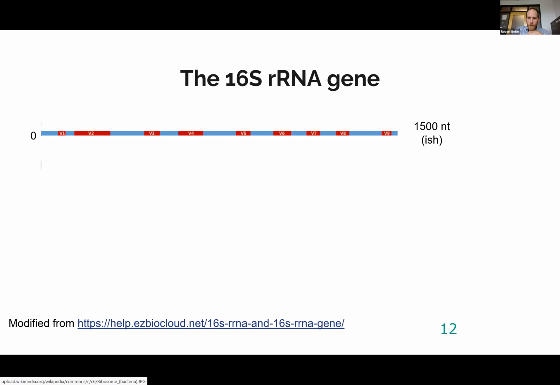And so I've showed you a little map here of the 16S ribosomal RNA gene from nucleotide position 0 to nucleotide position 1500. Again, there's some variation among species, but the key point generally remains the same, that you've got different regions. And so you can see those blue regions and you see the red regions.